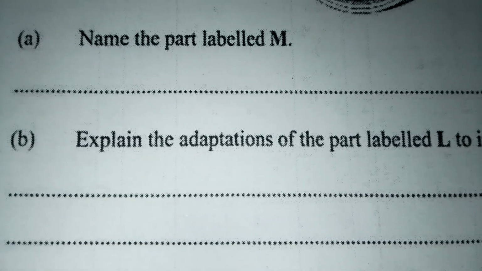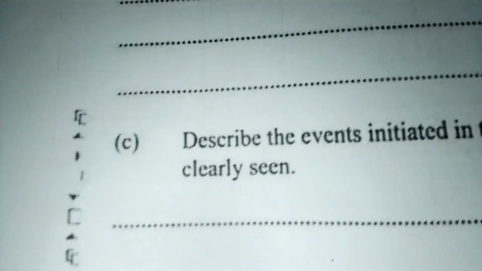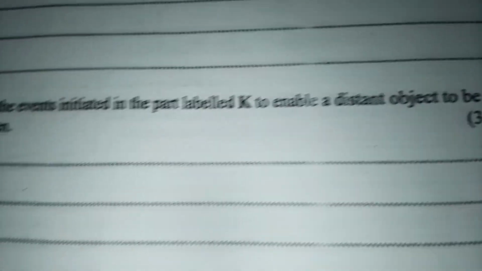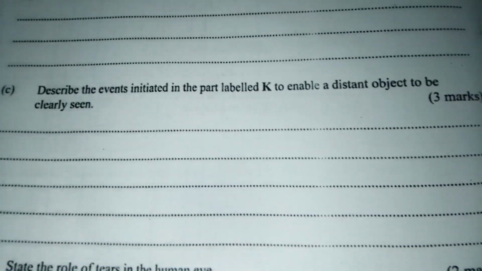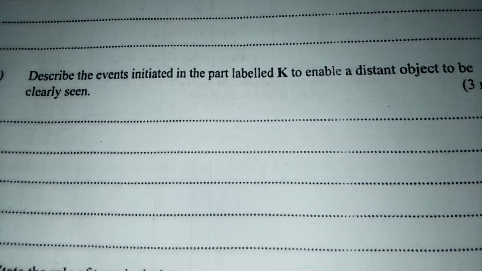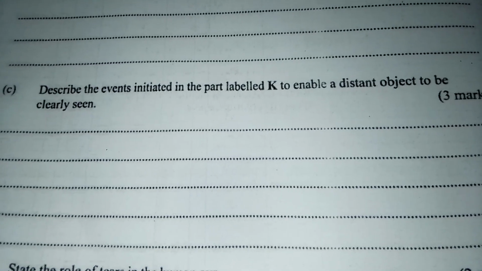And then B, explain the adaptations of the part labeled L to its function. And then we also have C, describe the events initiated in the part labeled K to enable a distant object to be clearly seen. Those are 3 marks.